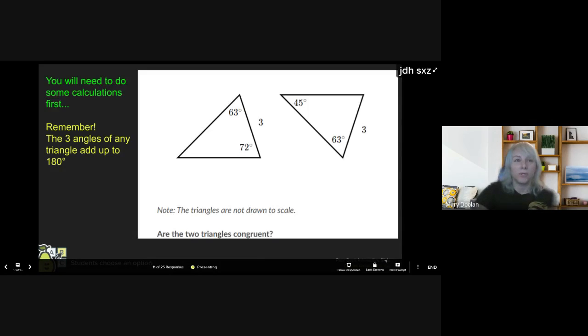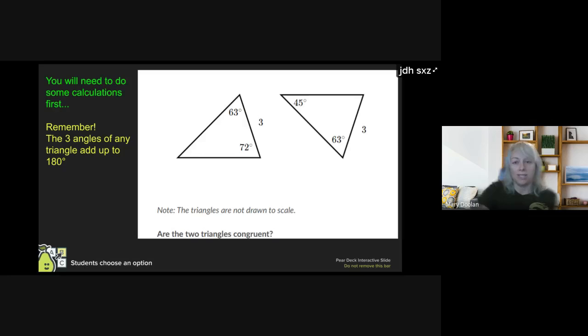So again, you're going to choose either A, B, or C. I don't know, is it labeled as A, B, and C? No, it is not. You're going to choose either yes, no, or not enough information. Are the two triangles congruent?